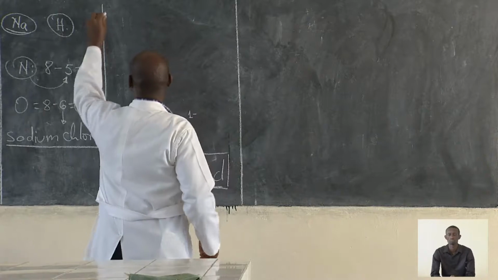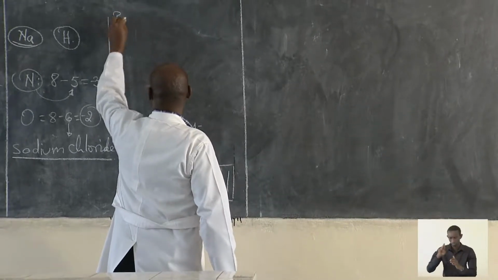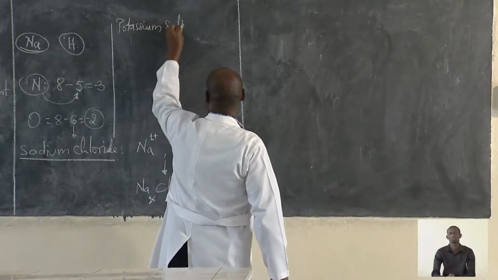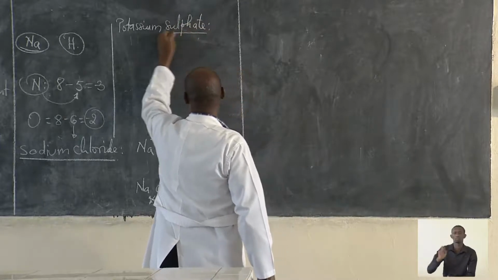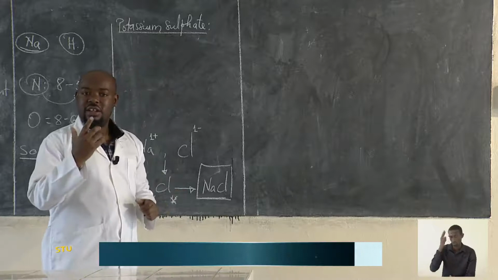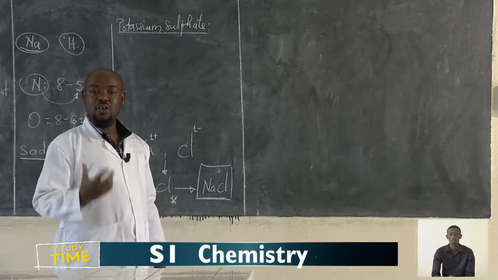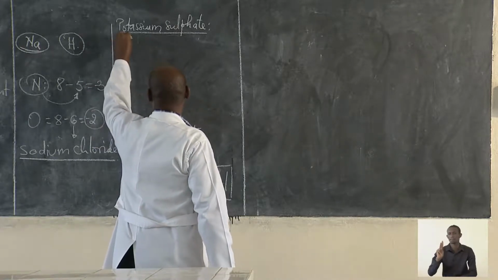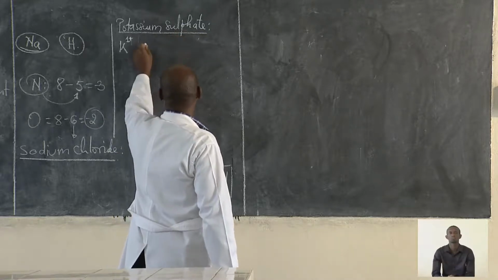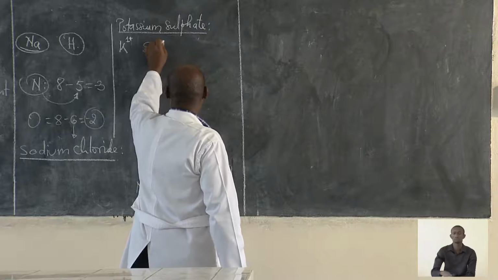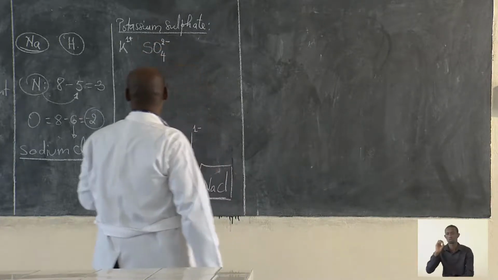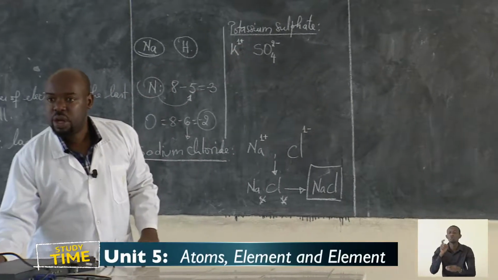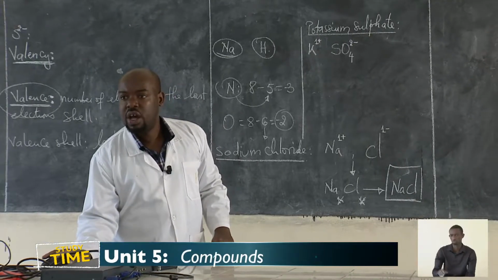Let's say we have a compound called potassium sulfate. Do you remember the formula of potassium? It is K with one positive, that is the valency. And the sulfate ion, it is SO4 2 negative. This is the valency. Now we are done with point number 1, writing valences as superscripts after each symbol.